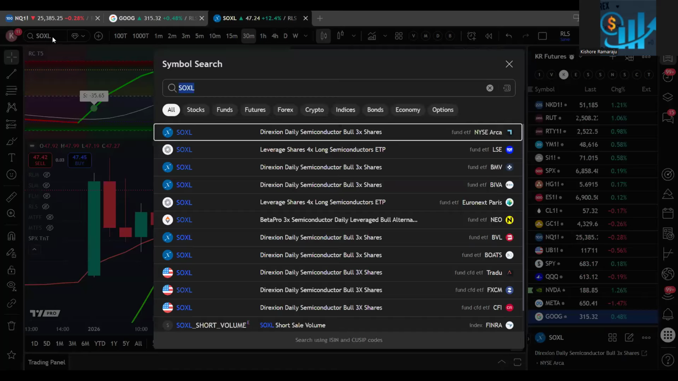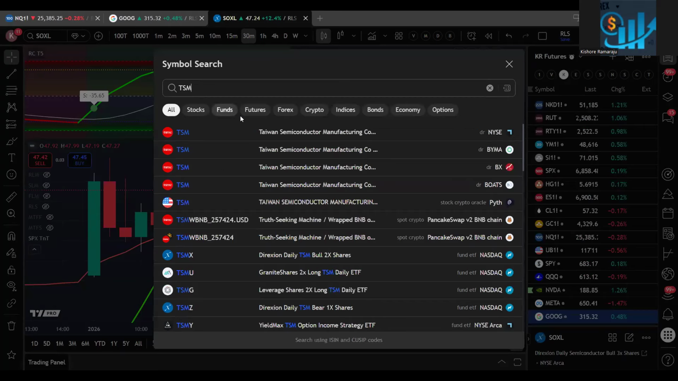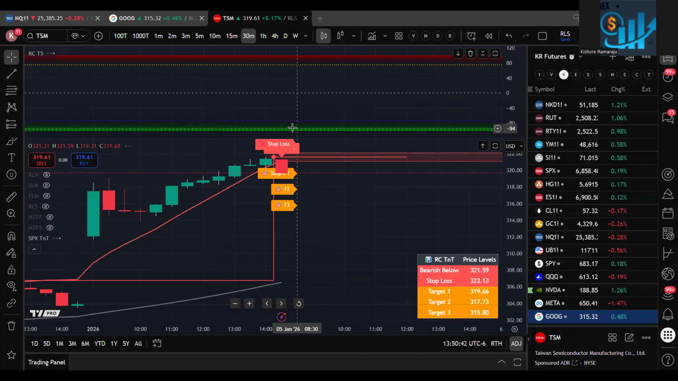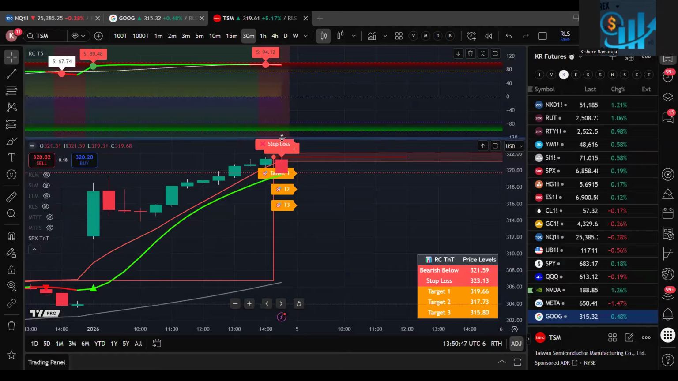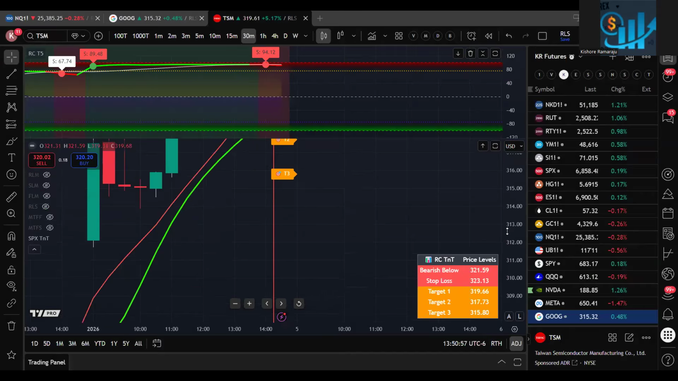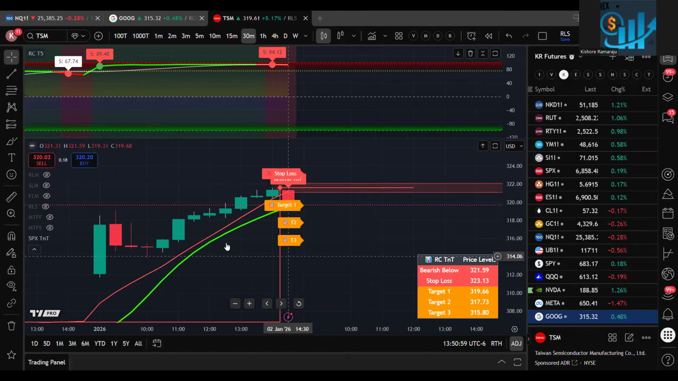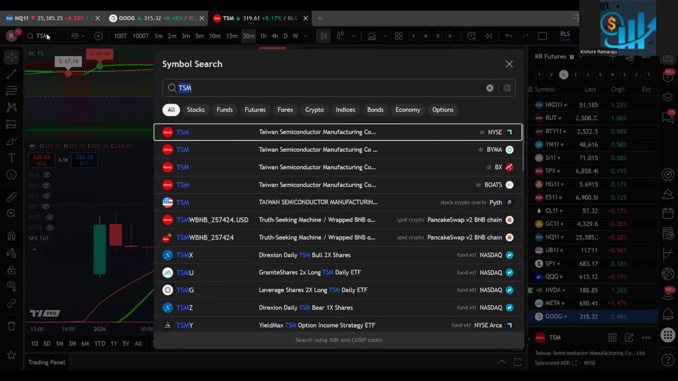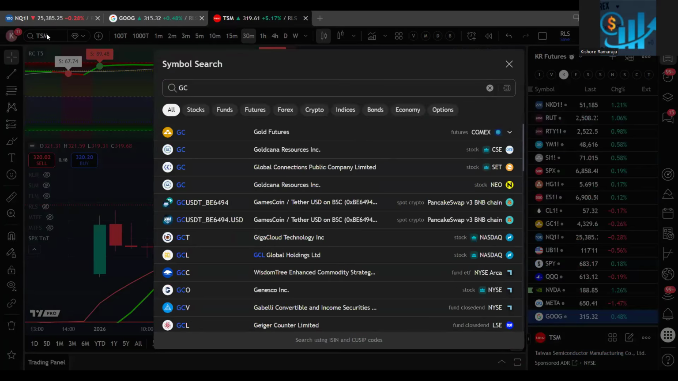In the same way, whenever you put any ticker, it will tell you whether it is bullish or bearish. For example, TSM moved so much higher. Then there is a correction, there will be a reversal, retracement. It is telling that if it breaks below 321, it is bearish. Your target one is 319, 317, 315. Like that, whichever ticker you want, you can put the ticker and it will tell you whether you have to buy it or sell it.